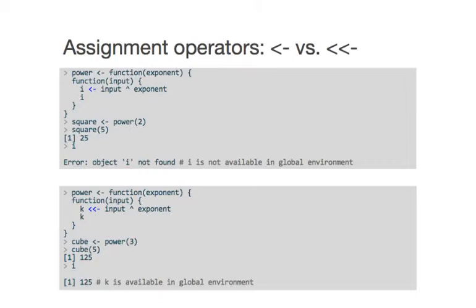And so, because function square was defined not in global environment, but within the function power, which receives its own environment, we cannot access object I outside of the power function. To override this behavior, you can use double arrow assignment operator when defining power function, and in this way, object I will be assigned within global environment and thus will be accessible outside of the function power.